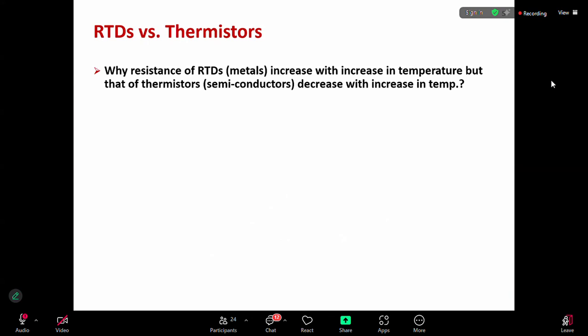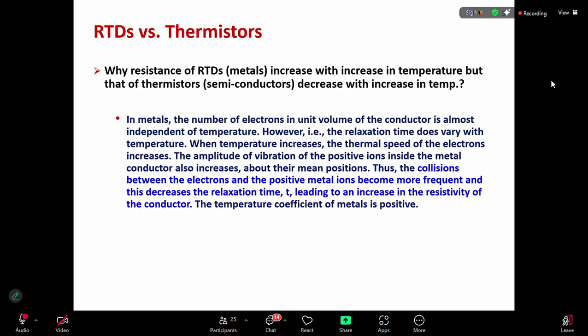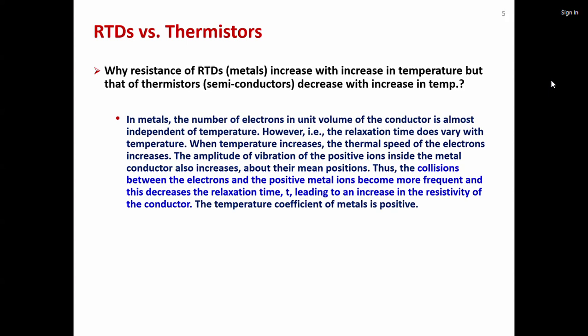So the question is why the resistance of RTDs increases with increase in temperature, but that of thermistors decreases with increase in temperature, but then finally it will increase with increase in temperature. Typically these RTDs are made of metals. And as you know, in metals, the number of electrons per unit volume of the conductor is nearly independent of temperature. So as you increase temperature, the number of electrons per unit volume may not change.